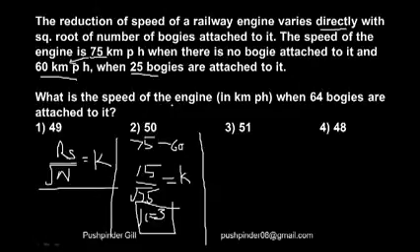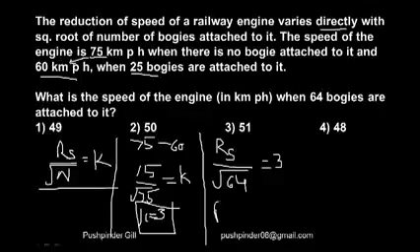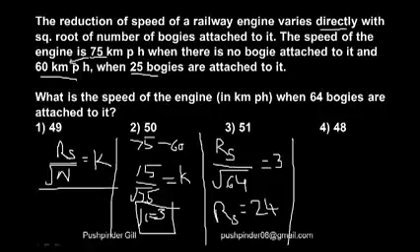Now what is the speed of the engine when 64 bogies are attached to it? So we calculate the reduction of the speed. Reduction of the speed divided by under root of 64 is equal to 3. That means the reduction of speed is equal to 8 times 3, that is 24. That means the speed is going to reduce by 24. The normal speed is 75 minus 24, which is going to give you the answer, right?